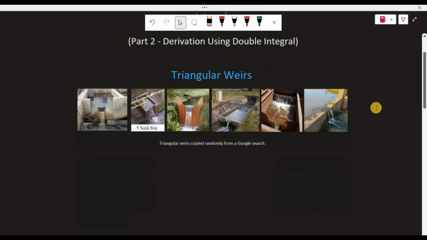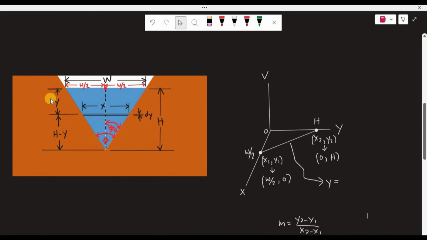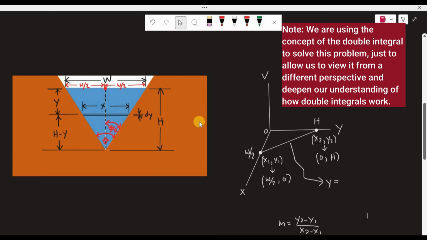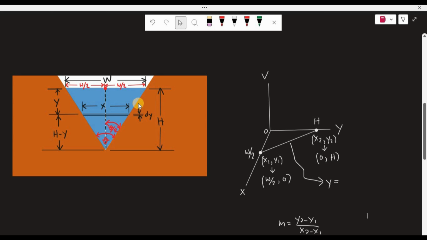So let's get started. Here we have the triangular weir from part 1, which we discussed in the previous video. Now we'll plot this triangular region in 3-dimensional coordinates, and to simplify, we will focus on just half of the triangular weir. Since the two halves are symmetrical, we can derive the discharge formula for half and then multiply by 2 to get the final discharge formula.